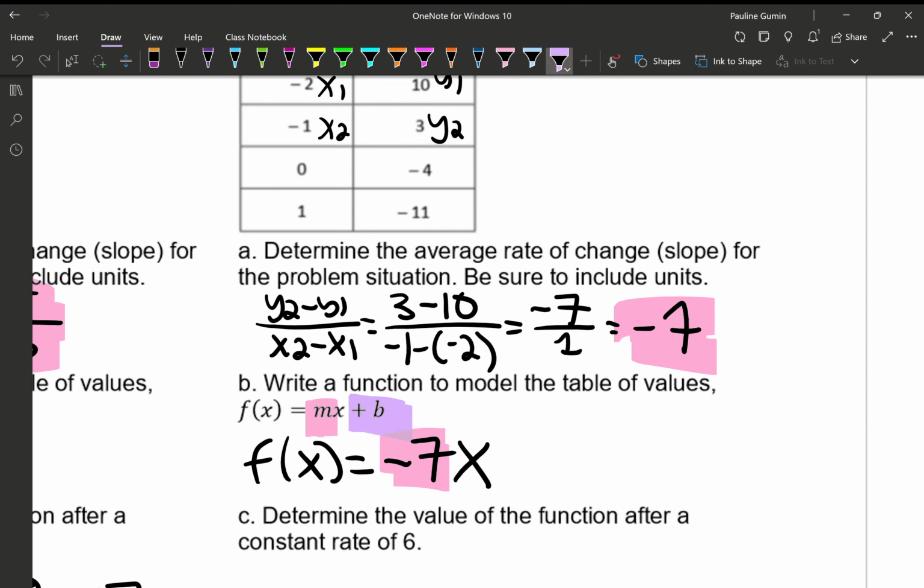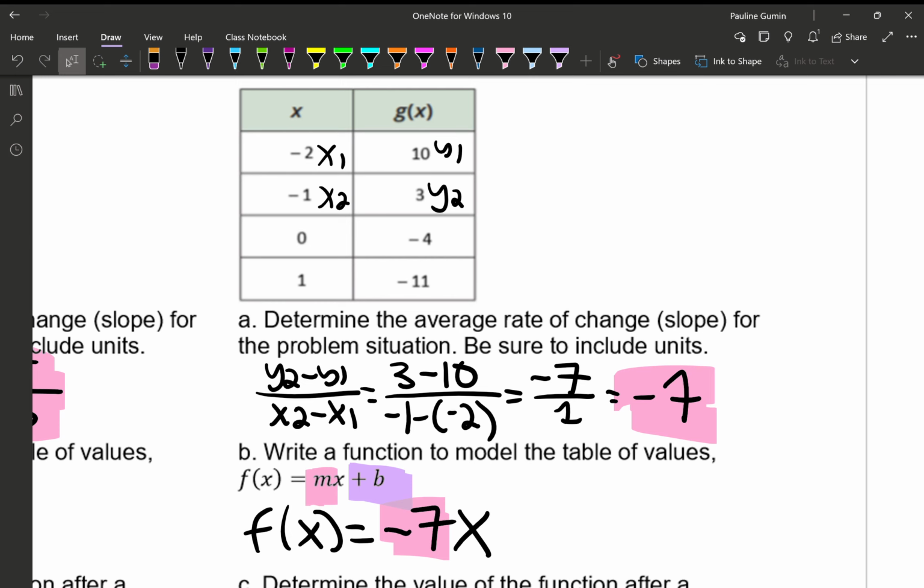For our function notation, f of x equals -7x, because that's our slope. For the y-intercept, take a look at your table. Do you see where x is 0? Good. -4.